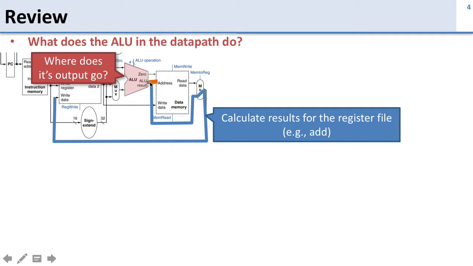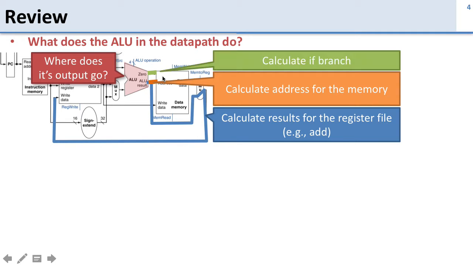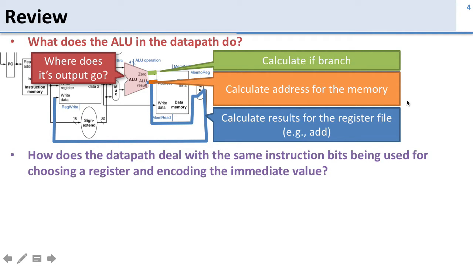Now let's look at the other outputs. The other output can go straight into the address of the memory. So this is when we calculate the address for the memory. In a load immediate or a store immediate, the ALU is going to do an add and it's going to calculate the address. Finally, the last output here is the 0 value, and the 0 value is used for calculating if or conditional branches. So the ALU is doing three things: calculating results for the register file, addresses for the memory, and conditions for the branches.